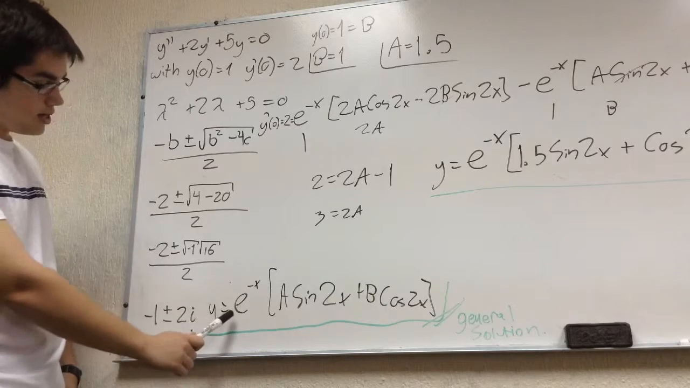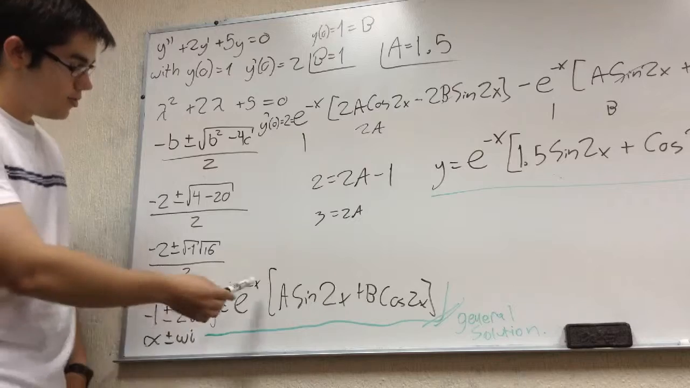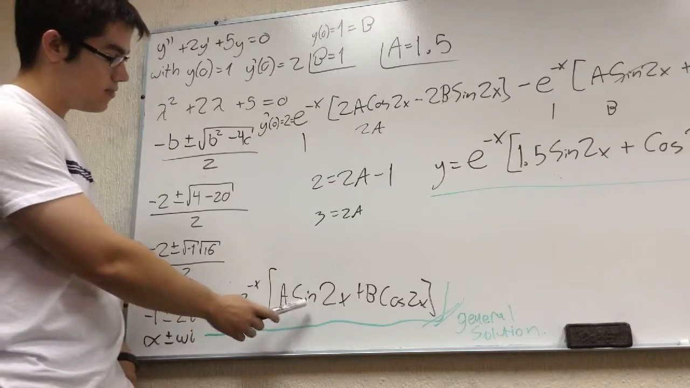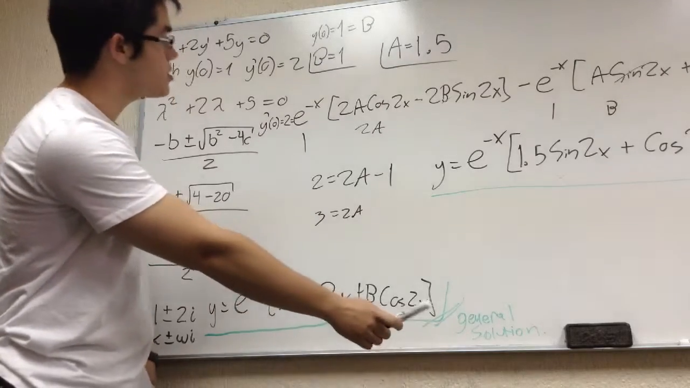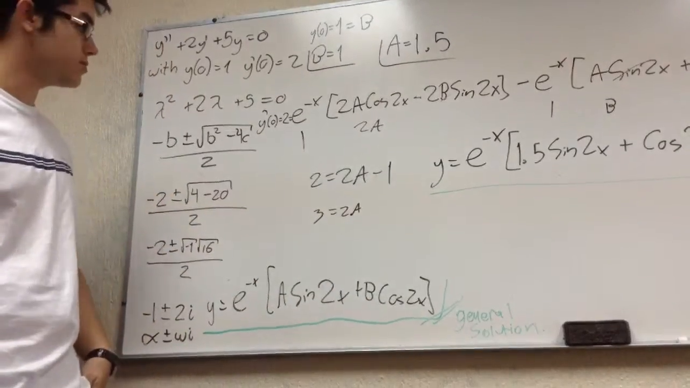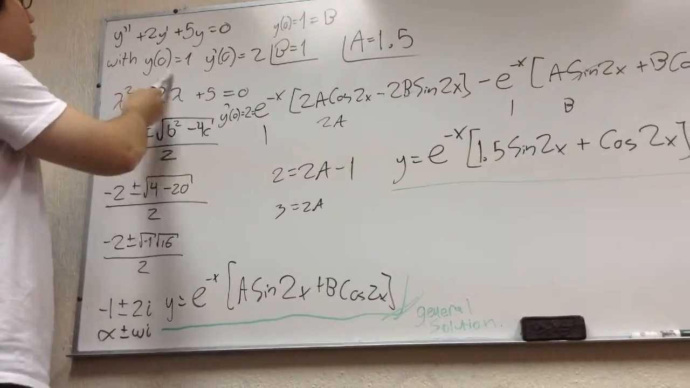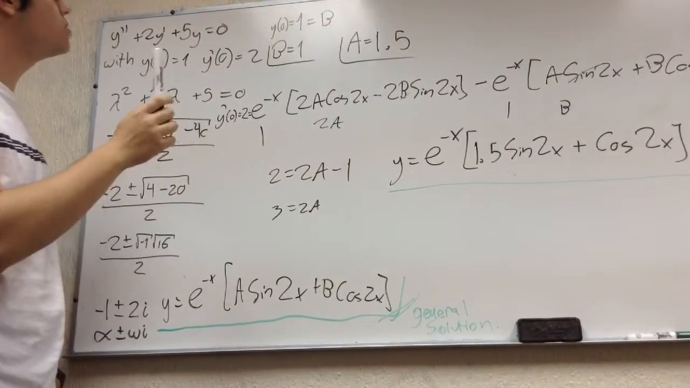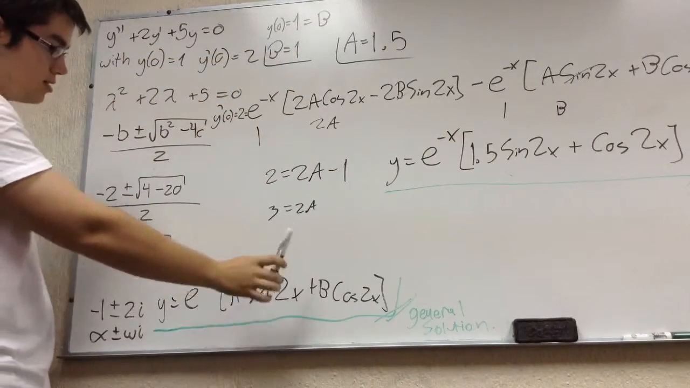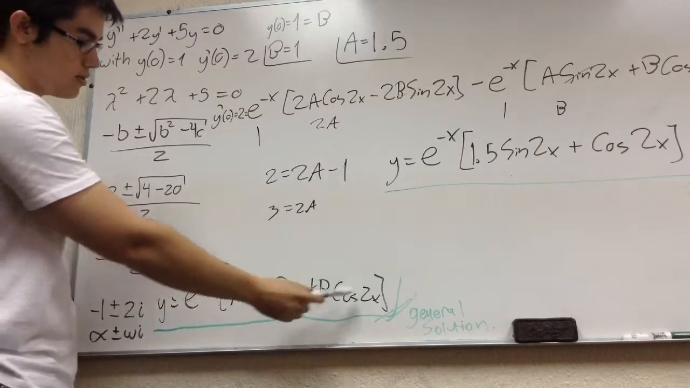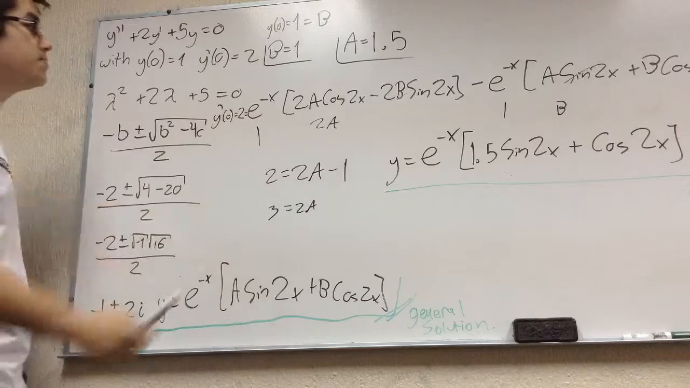So we use this case and we apply it to the formula. So we have y equals e to the power of minus x times a sine of 2x plus b cosine of 2x. That will be our general solution. Now we have to evaluate it with the initial conditions. Y of 0 equals 1, sine of 0 is 0, cosine of 0 is 1, so we found that b is 1.